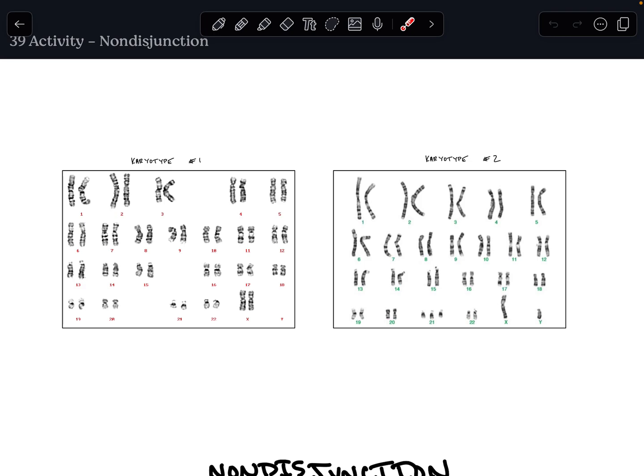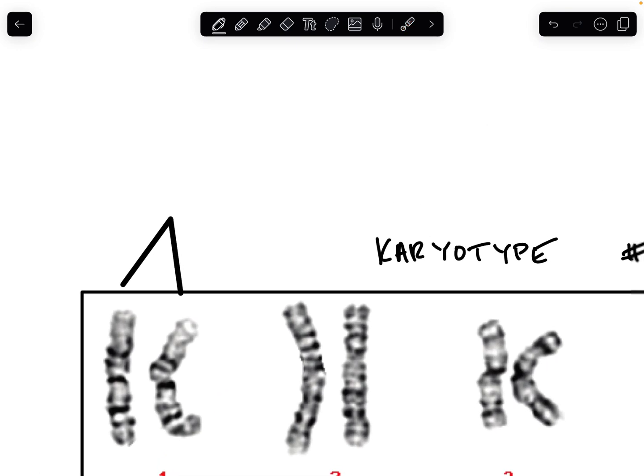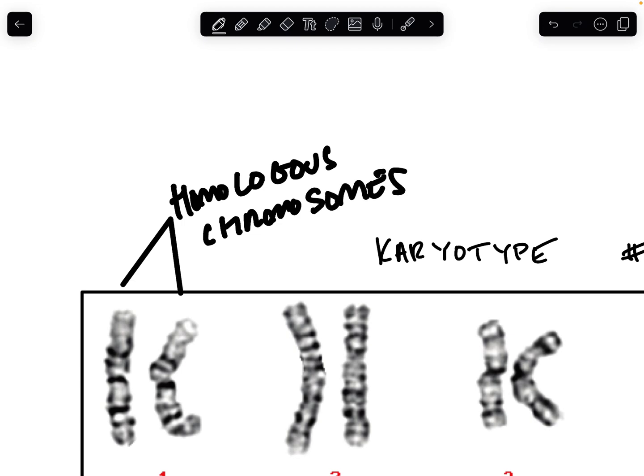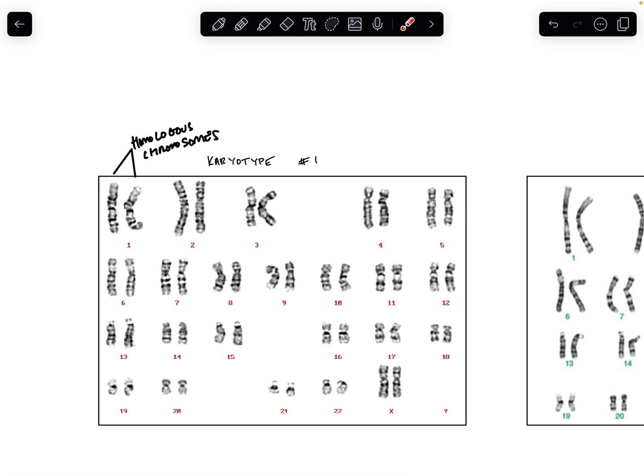Okay, so take a look at these two different karyotypes. Remember, a karyotype is pairs of homologous chromosomes. So these are homologous chromosomes. And homologous chromosomes share all the same genes, but they have different alleles, different sequences at those genes, because a gene is a location on a chromosome and an allele is the sequence of base pairs.